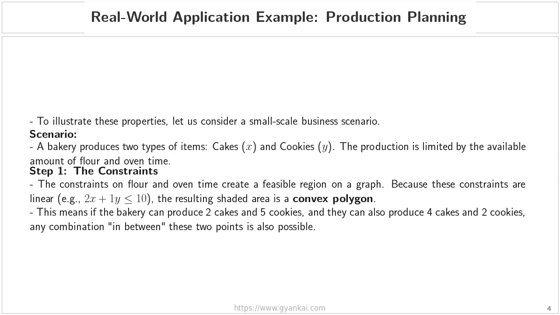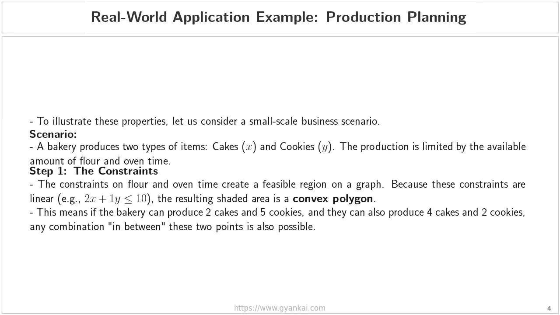First, let's look at the constraints. When we plot the limits for flour and oven time on a graph, these linear inequalities create what we call a feasible region. For example, if a constraint is written as 2x plus 1y is less than or equal to 10, it creates a straight boundary line. Because all our constraints are linear, the resulting shaded area on your graph will be a convex polygon.